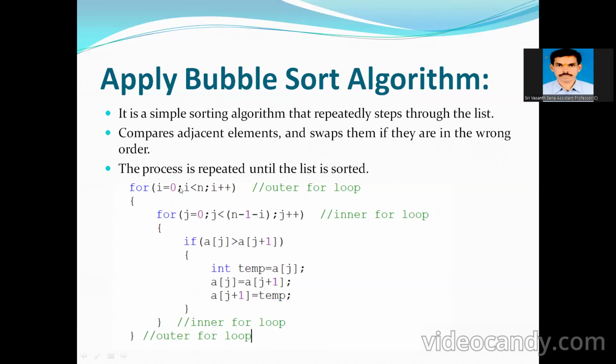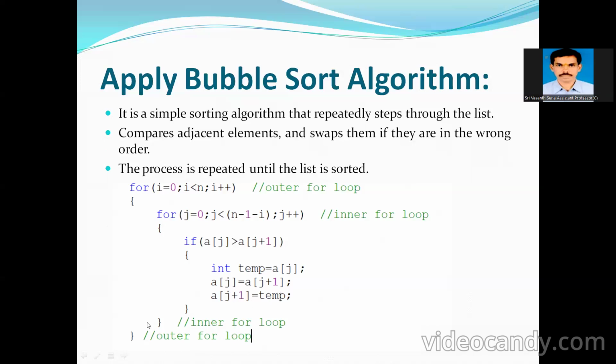We are in the outer for loop. We are starting at 1 actually, I less than n, I plus plus. For j is again 1, j less than n minus I, j plus plus. If a of j is greater than a of j plus 1, if they are in the wrong order, then we are swapping these two by using a temporary variable: temp is equal to a of j, a of j is equal to a of j plus 1, a of j plus 1 is equal to temp.